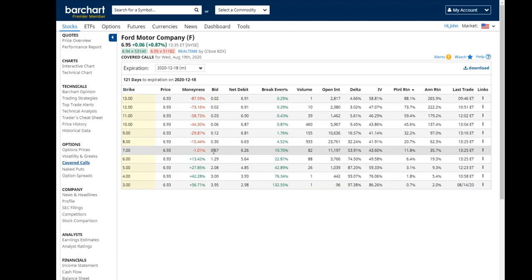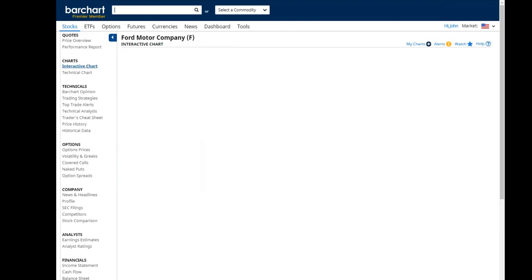And here are some of the different strikes that are available to me. So I do have a $7 strike. Now that's only 1% away. That's a very high probability. I have an $8 strike, which is 15% away, and I have a $9 strike, which is almost 30% away. Again, I might take that time to look at my stock in terms of the picture that it's showing me.